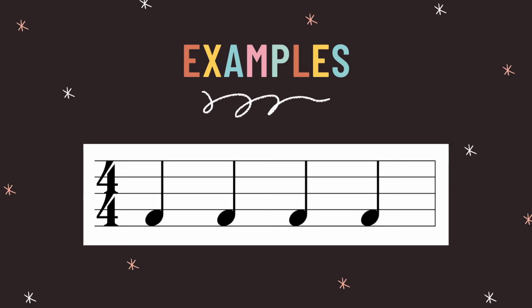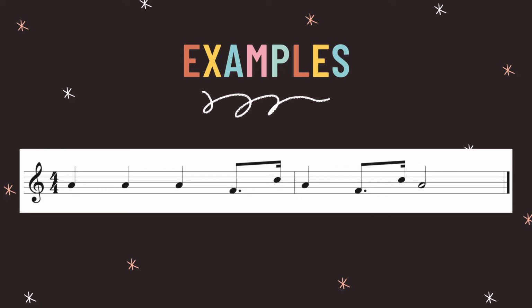Now let's look at some examples of time signatures. Here we have 4/4 time. This time signature tells us that there are 4 counts in each measure and that the quarter note receives one count. We can see that 4 quarter notes would fit into each measure. In this musical example, you can see that each measure adds up to 4 quarter note counts.